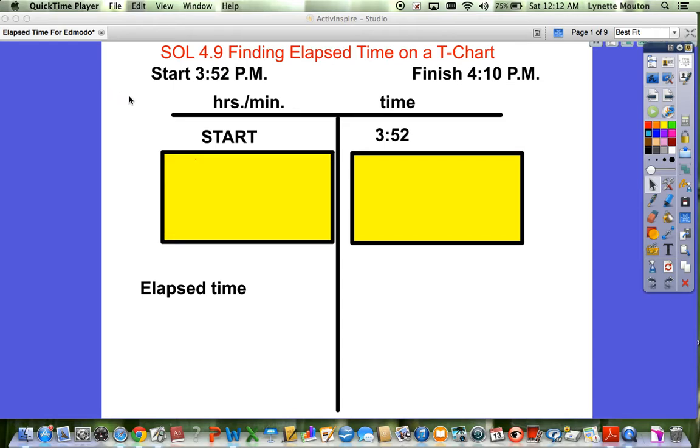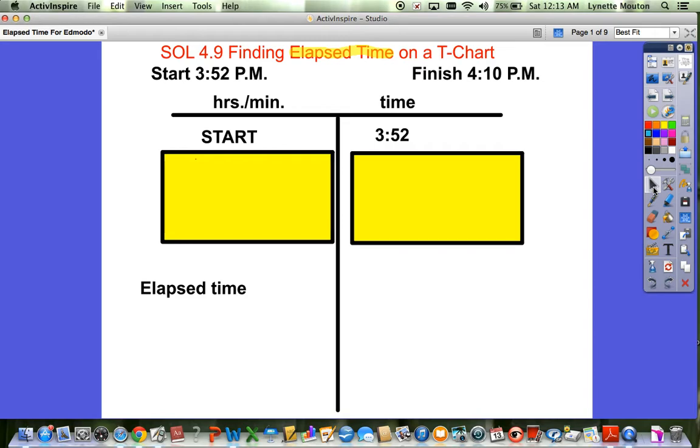Okay. Remember, the first thing we need to do is find out if we're looking for elapsed time. Elapsed time means the time that has passed. And here, if you put your title up there, you know we're looking for elapsed time. We won't always be looking for elapsed time, but this time we are looking for the time that's passed.